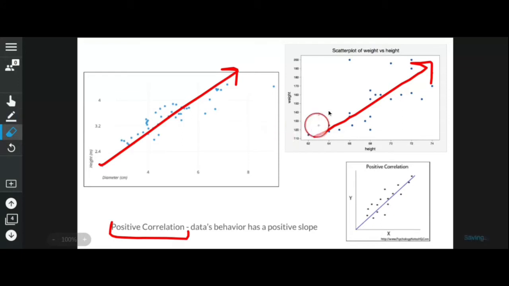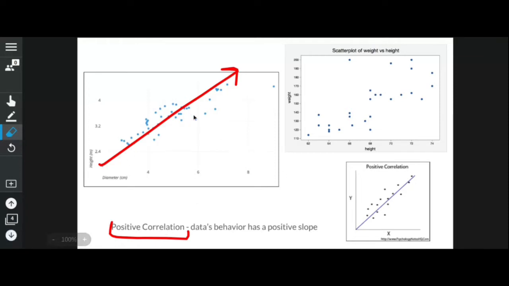For example, this is someone's height and weight. And for the most part, as somebody gets taller, they start to weigh more, okay? And what this guy over here is, you got a pretty short, fat person over here. And they don't seem to belong. But everybody else, it seems, as they get taller, they weigh more, okay? That's what's going on over here. Positive correlation means you can draw a line that's going up and to the right.